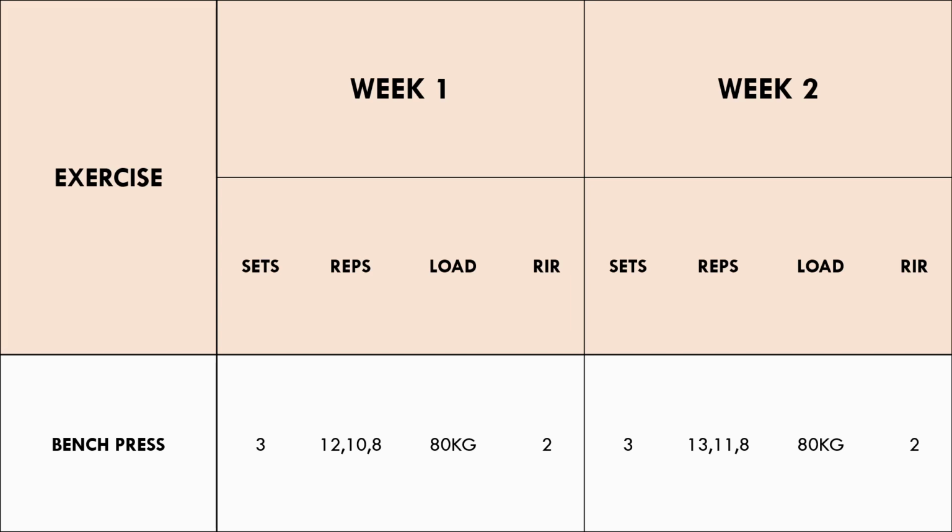For example, a trainee may perform 3 sets of a bench press with 80 kilos at an RIR of 2. The trainee may have performed 12 reps on the first set, 10 on the second set, and 8 on the third. In the next training session, the trainee may perform the same load on the bench press for 13, 11, and 8 reps respectively at the same RIR. This is a sign of progress since more reps have been performed with the same load and reps in reserve.